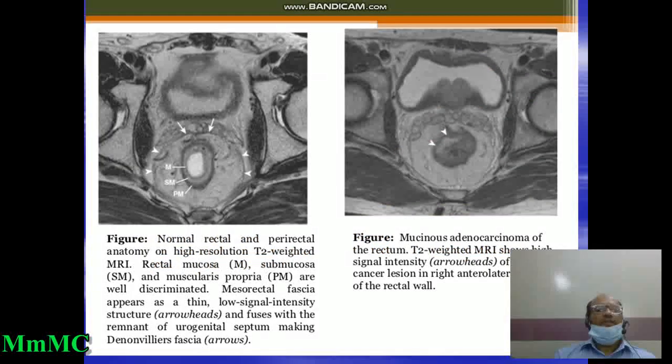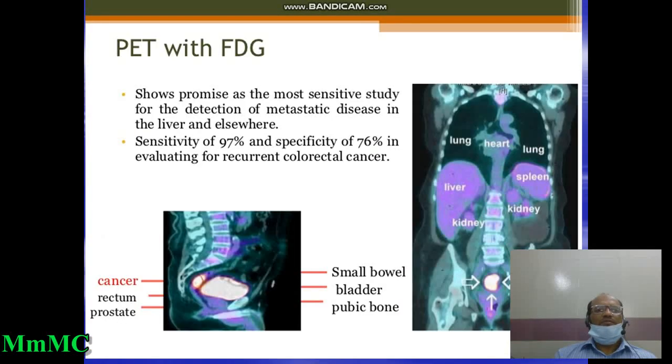These are the features of MRI. PET with FDG is very much effective nowadays to detect whether there is any presence of micrometastasis or not. Sensitivity is about 97%, specificity 76% in evaluating for recurrent colorectal cancer.